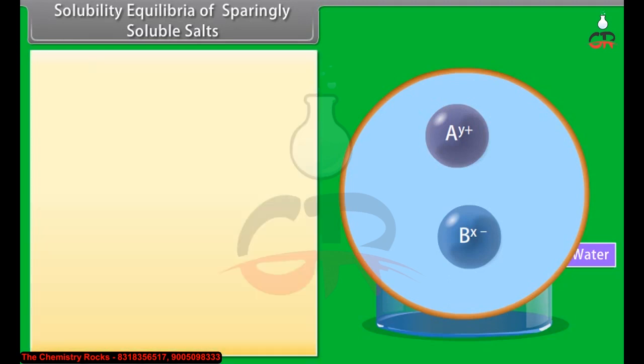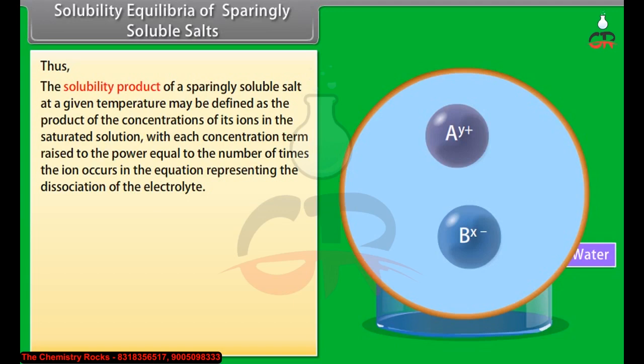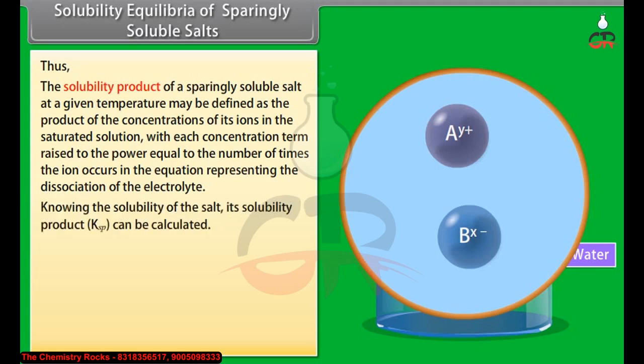Thus, the solubility product of a sparingly soluble salt at a given temperature may be defined as the product of the concentrations of its ions in the saturated solution with each concentration term raised to the power equal to the number of times the ion occurs in the equation representing the dissociation of the electrolyte. Knowing the solubility of the salt, its solubility product can be calculated.